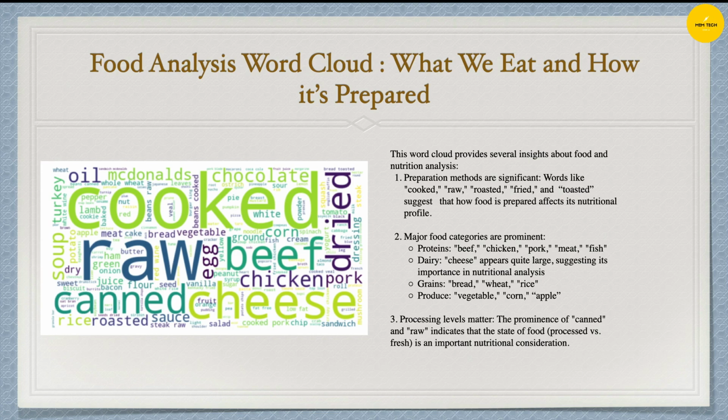This word cloud also shows that cooking preparation methods like cooked, raw, roasted, and fried suggest that how food is prepared affects its nutritional profile. It also shows the prominence of canned and raw, which indicates that the state of food, whether processed or fresh, is an important nutritional consideration.